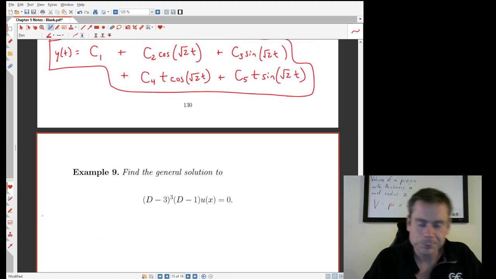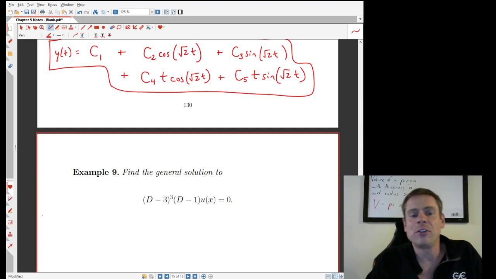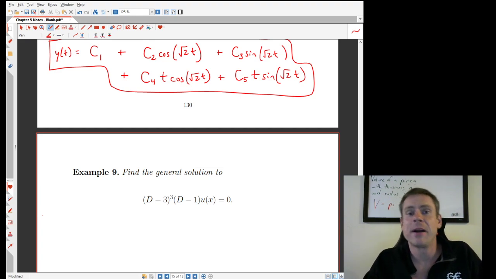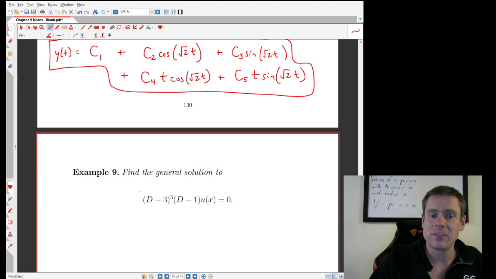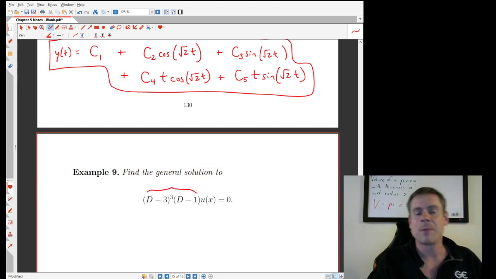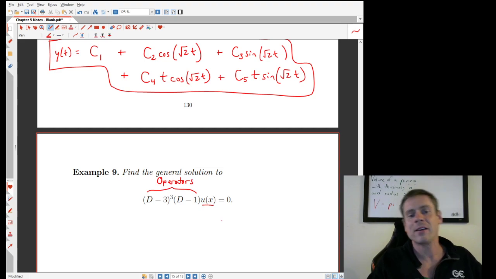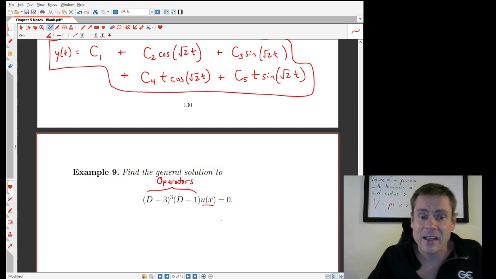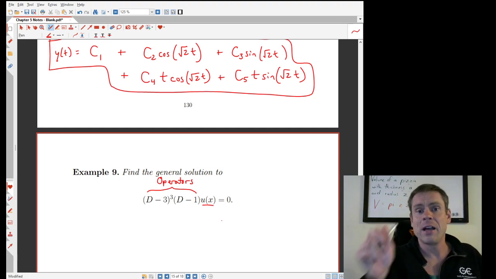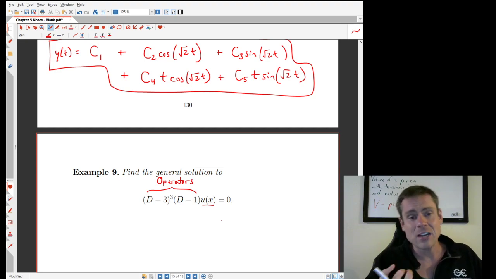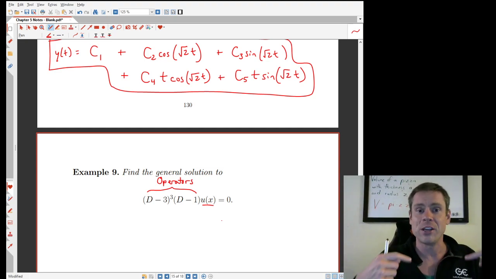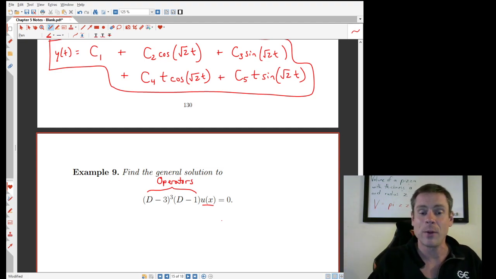Operator notation. So we want to find the general solution to (D minus 3) cubed (D minus 1) u of x equals 0. So remember, when something is applied like this, we did a little bit of work at the beginning of this section to do with operator notation. So these are operators, and they're applying to the u of x. I want to say that when you have your operators factored in this way, it is a huge advantage, because essentially it's doing the job for you of factoring down your characteristic equation.